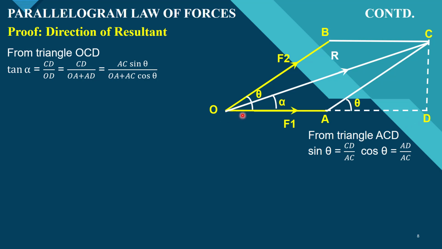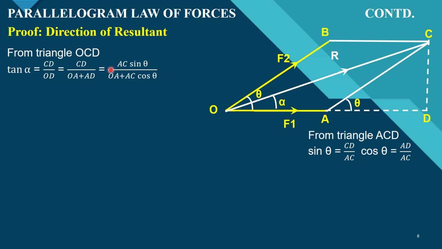OD can be written as OA plus AD. So tan alpha will be equal to CD divided by OA plus AD, which is again equal to, now from this triangle ACD, what is sin theta? Sin theta is CD by AC, right? So from here, what is CD? CD is equal to AC sin theta.